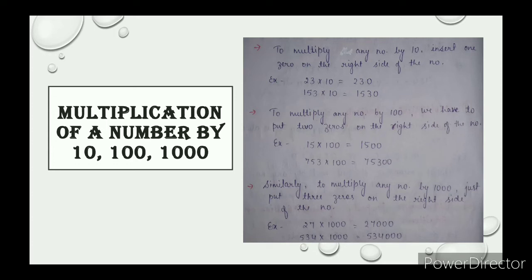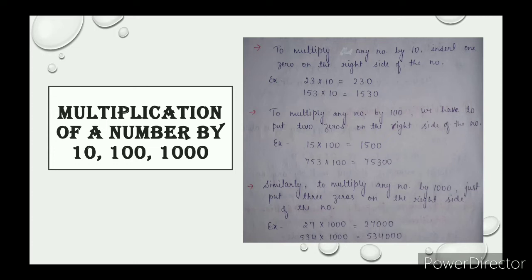Now the second, to multiply any number by 100, we have to put 2 zeros on the right side of the number. For example, 15 multiplied by 100 is equal to 1500, and 753 multiply 100 is equal to 75,300. Here you can see you will get the answer by putting 2 zeros after the numbers.